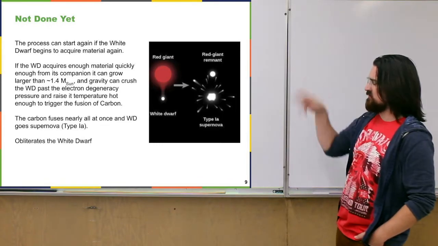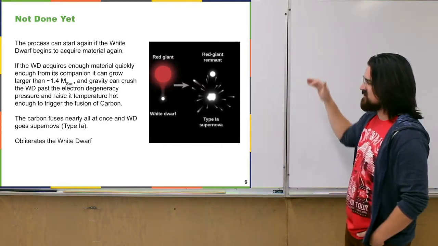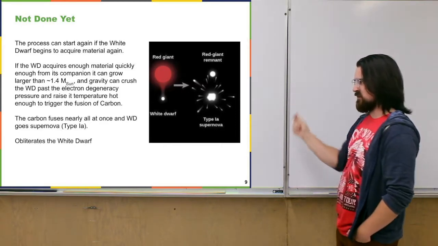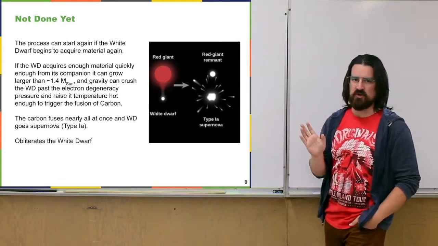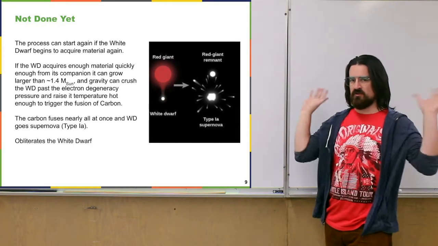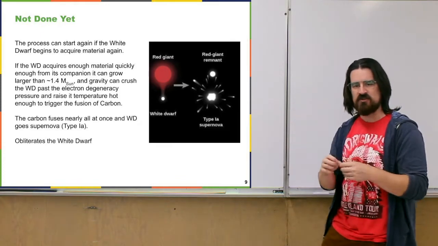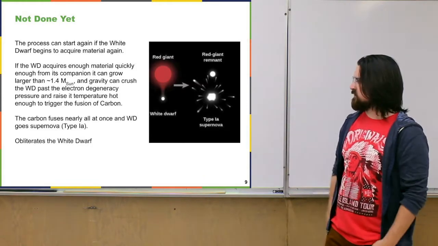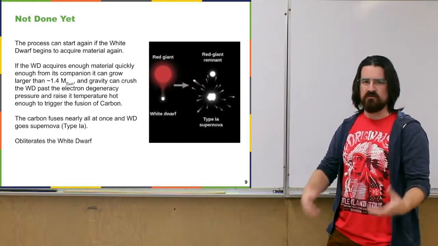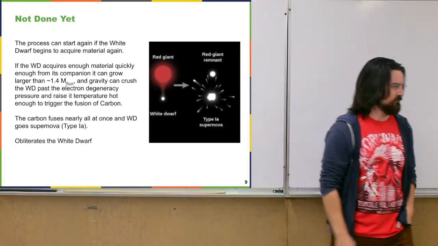And it's an intense enough event that it tends to just obliterate the white dwarf. If it passes that threshold, fuses carbon and goes supernova, there's pretty much going to be no white dwarf left after that. The whole thing blows away. But blowing away means the stuff that was fused just gets spread out back into the interstellar medium. And you seed the interstellar medium with more elements to form new stars and planets.